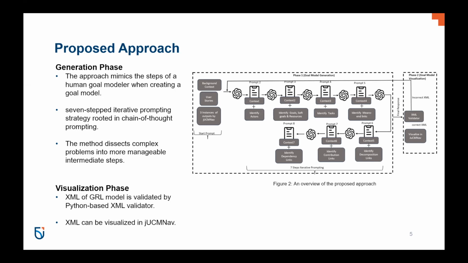The validator just checks the XML representation of the model, but it still does not guarantee whether the model is visualizable in the jUCMNav tool. If the XML validator finds no errors in the XML generated, then the XML representation is deemed ready for visualization in the jUCMNav tool.